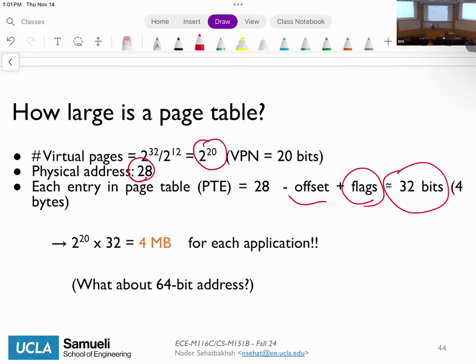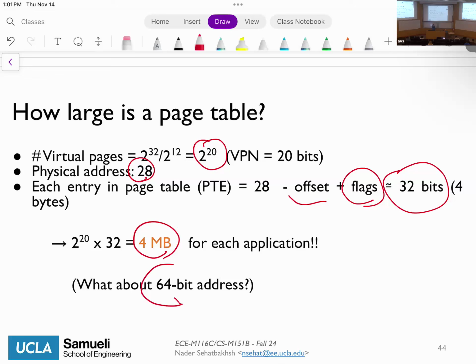If you actually plug these numbers, you will see that you need about 4 megabytes for each application. That's the amount of memory you need, assuming that every single page in that application is assigned. You're going to need 4 megabytes of memory just for storing the page table, not even the content of that application, just for the page tables, okay?